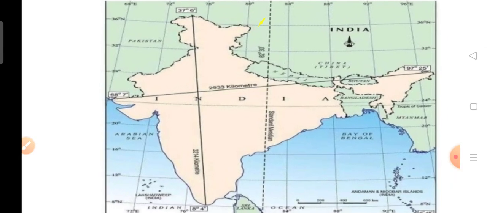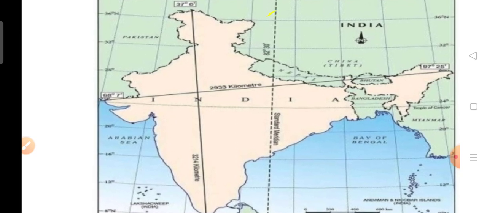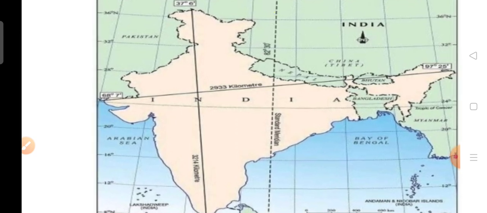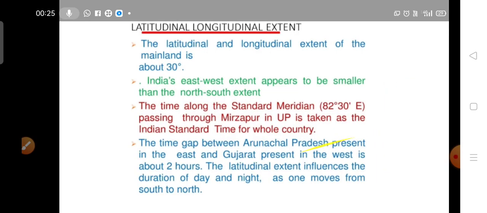This map is showing the total distance from the east margin to the west margin of India, that is 2,933 kilometers, and from north to south, that is 3,214 kilometers. It is also showing the major latitudes and the longitudes.